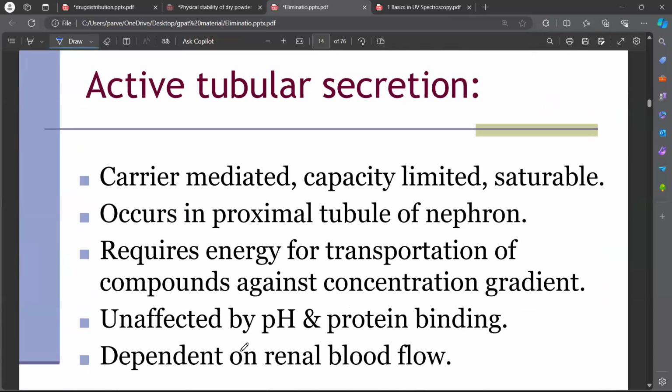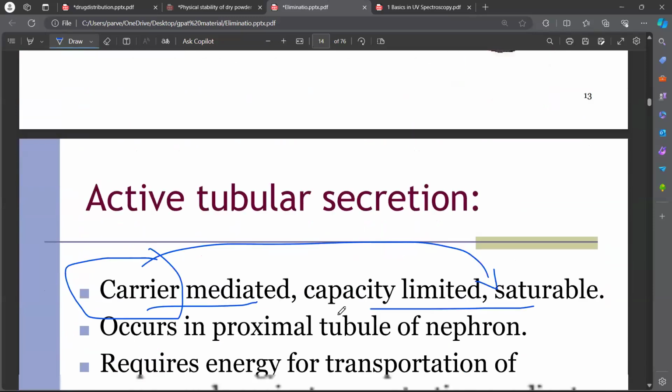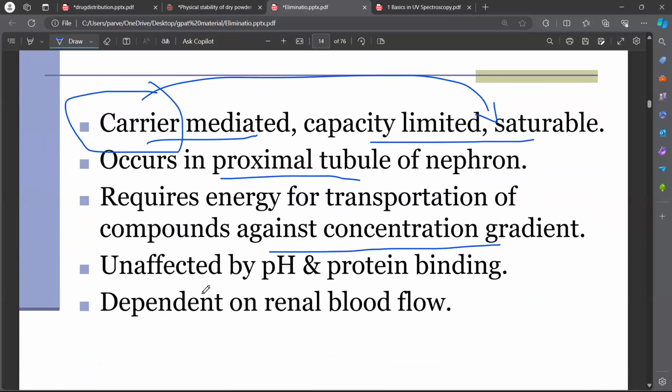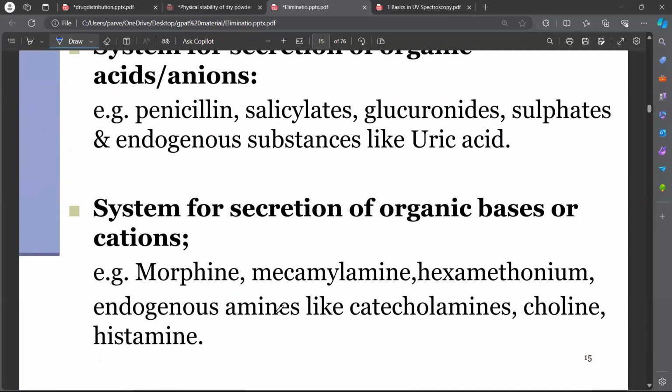Next, active tubular secretion. Active tubular secretion is nothing but carrier mediated, capacity limited, and saturable. So wherever the carrier comes, the saturation comes, and non-linear pharmacokinetics or mixed order kinetics comes into play. It mainly occurs in the PCT, requires energy for the transportation of the compound, and goes against the concentration gradient because it is carrier mediated and requires energy. It is unaffected by pH and protein binding, depending upon the renal flow. It occurs mainly by two transporters, the organic anionic transporter and the organic cationic transporter.